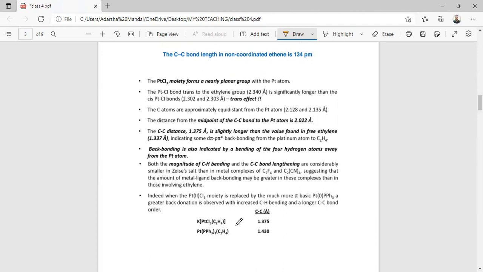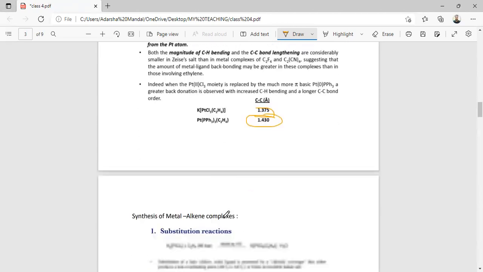So this is an example. Here, in the PtCl3 ethylene, the CC bond length is 1.375, and when the Cl is replaced by triphenylphosphine, the CC bond length is 1.430. That means in this Pt(PPh3)2 ethylene, the phosphine group is a more sigma donating ligand, so that will increase more electron density onto the metal center, which will favor more back donation from the metal to the ethylene moiety. So that's why the CC bond length is increased.